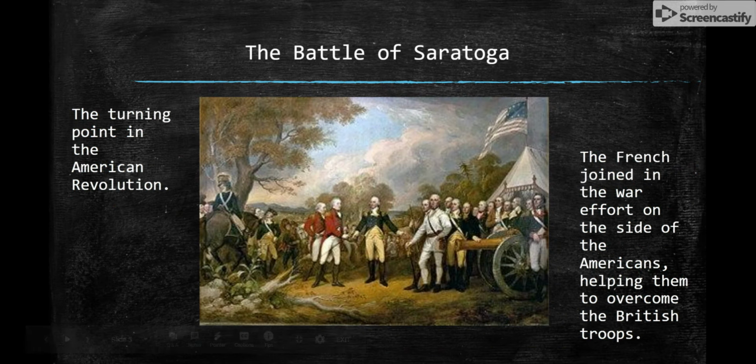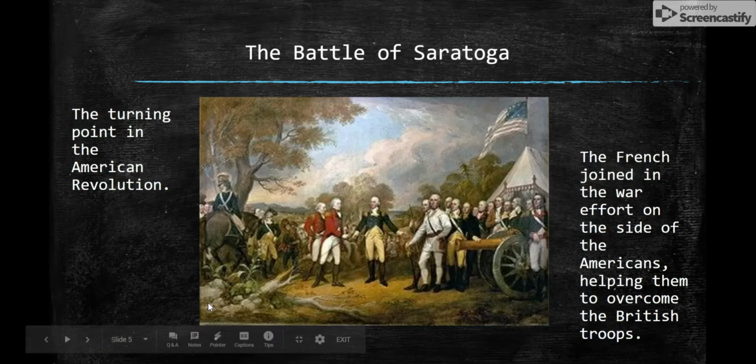The next one is the Battle of Saratoga. This was the big turning point in the American Revolution. This is when everyone came together and the French came and joined in the war effort on the side of the Americans, and they finally overcame the British troops.